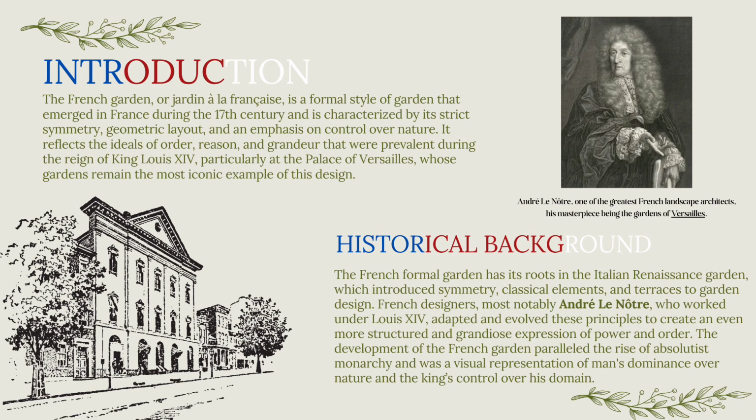For the historical background, the French formal garden has its roots in the Italian Renaissance garden, which introduced symmetry, classical elements, and hierarchies to garden design. French designers, most notably André Le Nôtre, adapted and evolved these principles to create an even more structured and grandiose expression of power and order. The development of the French garden paralleled the rise of absolutist monarchy and was a visual representation of man's dominance over nature and the king's control over his domain.